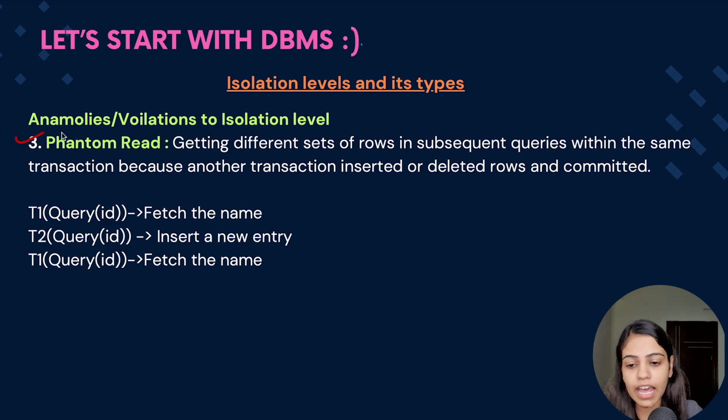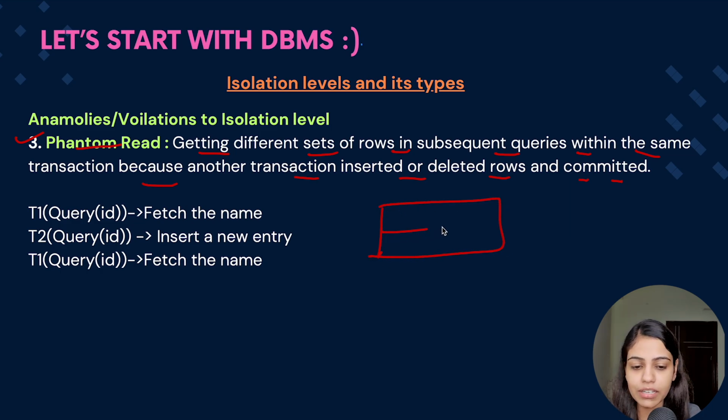Now coming to the third anomaly, that is phantom read. It means getting a different set of rows in subsequent queries within the same transaction because another transaction inserted or deleted rows and committed the data. So the same example, consider that there is an employee table. Right now we have 2 employees present in our table. First I am fetching the names of the employees. So right now I'll get only 2 values for the names of employees.